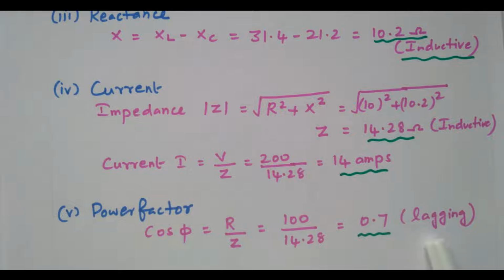It is lagging. Why is it lagging? The circuit is more inductive. For an inductive circuit, current is lagging the applied voltage. So this power factor is 0.7 and given as lagging. So now we calculated all the parameters. We can go to the second problem.